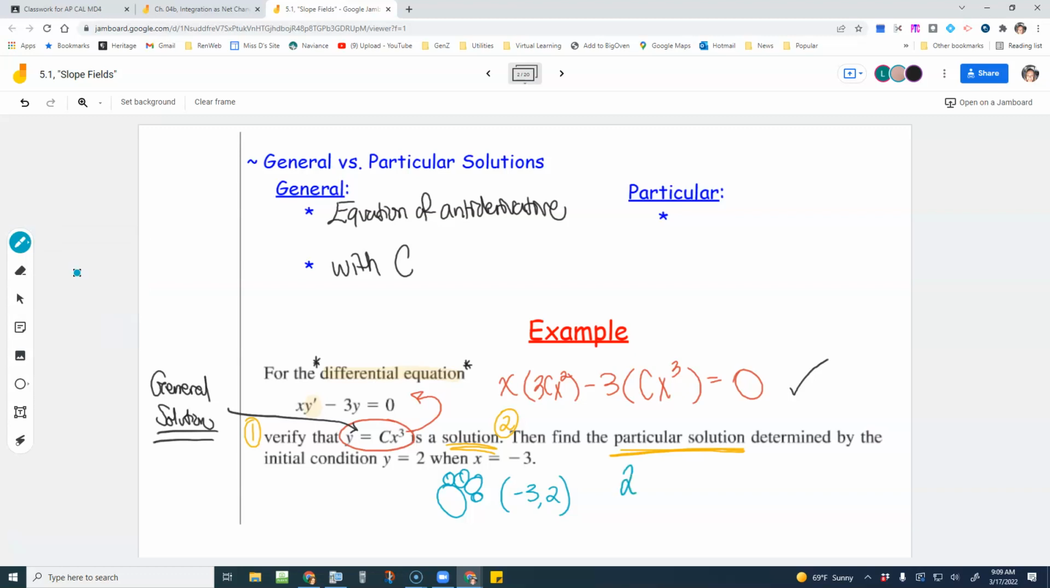We would go ahead and plug in the 2 for the y. We would plug in the -3 for the x. We would plug it in context. Ooh, there's a life lesson in there somewhere. Equals, got it, got it. Solve, solve, solve. And what's my C equal for this point to be true?